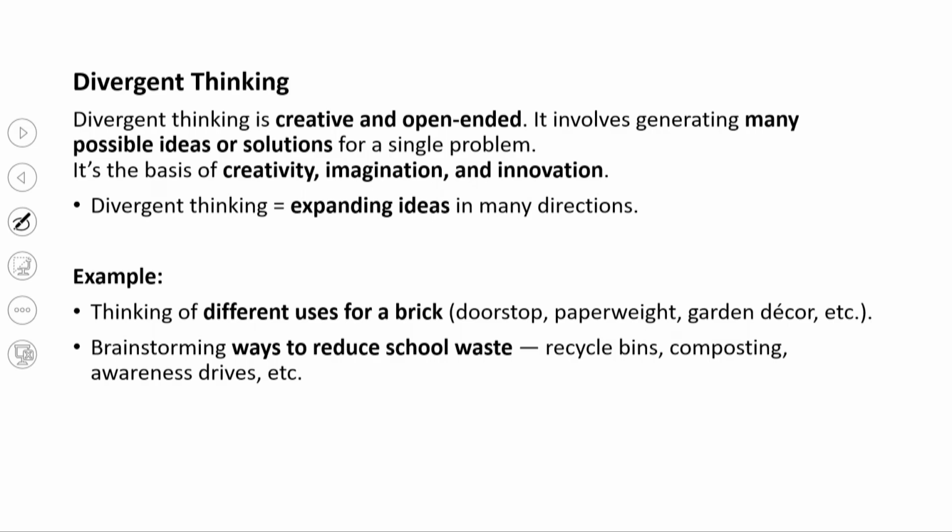Another kind of thinking is called divergent thinking. As the name suggests, this is the opposite of convergent thinking in terms of style. Divergent thinking is typically used in the creative thinking process, creative problem solving. It is creative and open-ended. It involves generating many possible ideas or solutions for a single problem. In divergent thinking, you start with one thing and you diverge, finding multiple solutions, multiple ideas around a single concept.